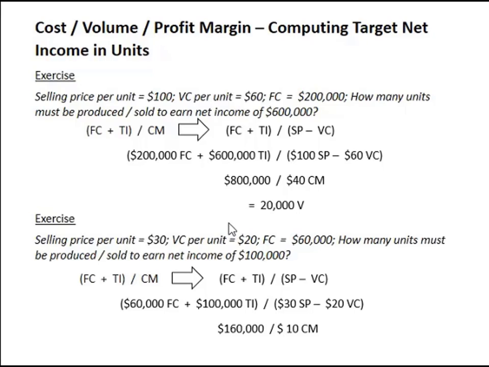So in order to arrive at the volume I'm going to need in order to not only cover my fixed costs but produce a net income of $100,000, I'm going to have to generate a volume of 16,000. I'm going to have to produce and sell a volume of 16,000 units in order to earn a net income of $100,000.